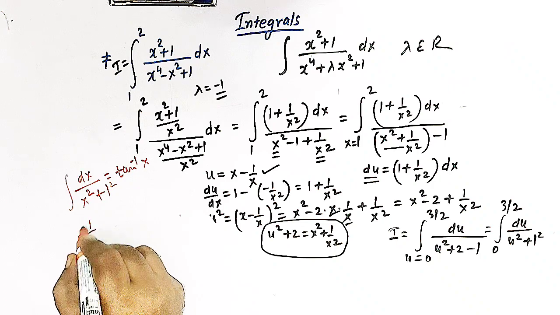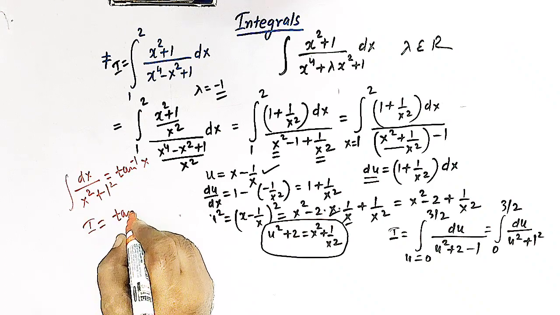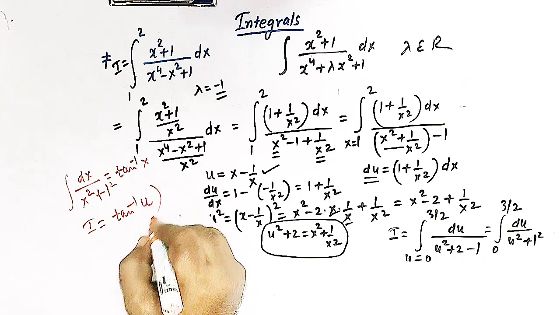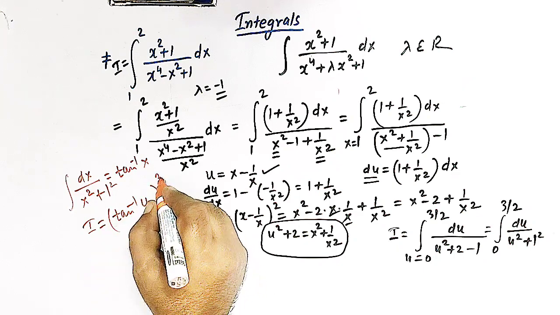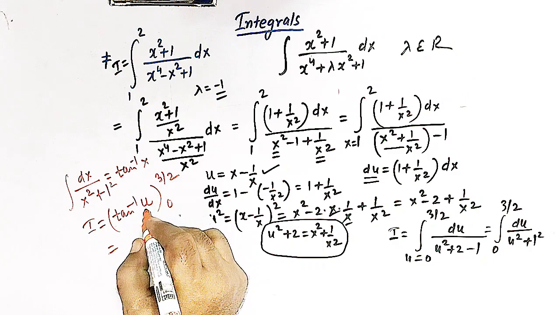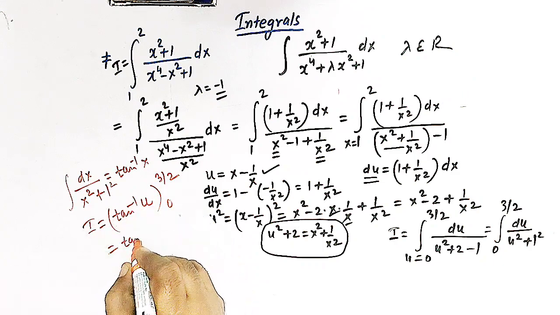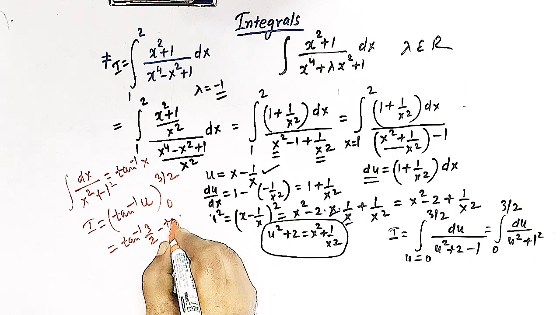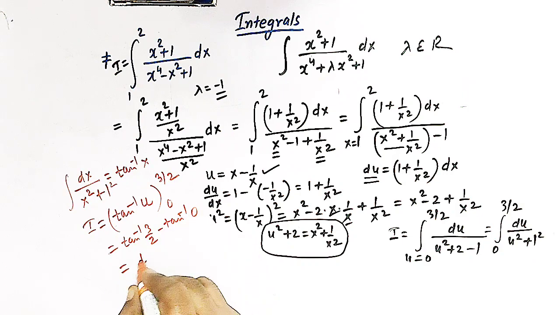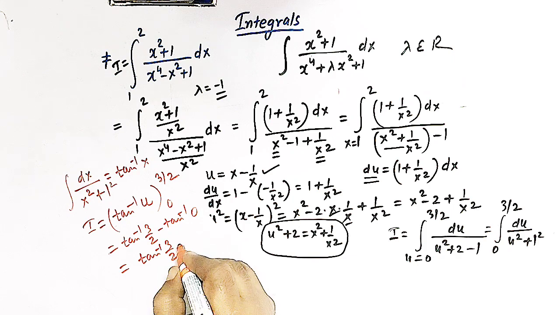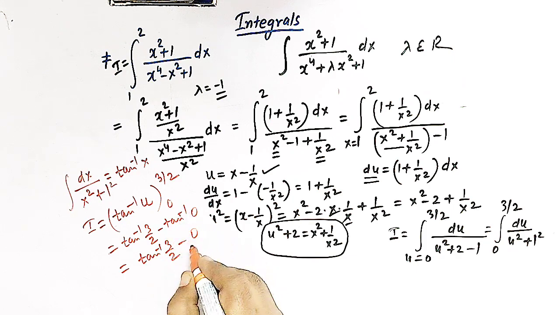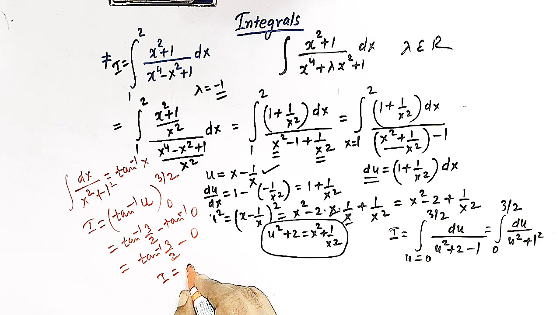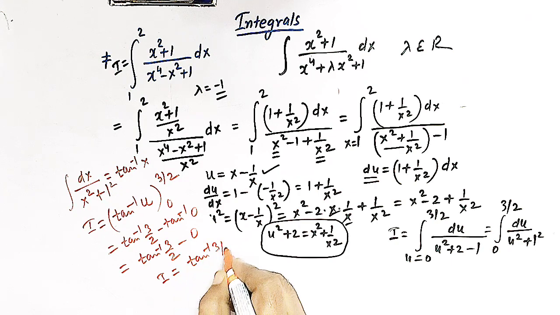So we can now write I is equal to tan inverse of u, and the limits of integration are from 0 to 3 by 2. Now substituting the limits and taking the difference, we have tan inverse 3 by 2 minus tan inverse 0, and this is tan inverse 3 by 2 minus 0, because tan inverse 0 is 0. So now we can write I is equal to tan inverse 3 by 2, right? So the value of this integral I is equal to tan inverse 3 over 2.